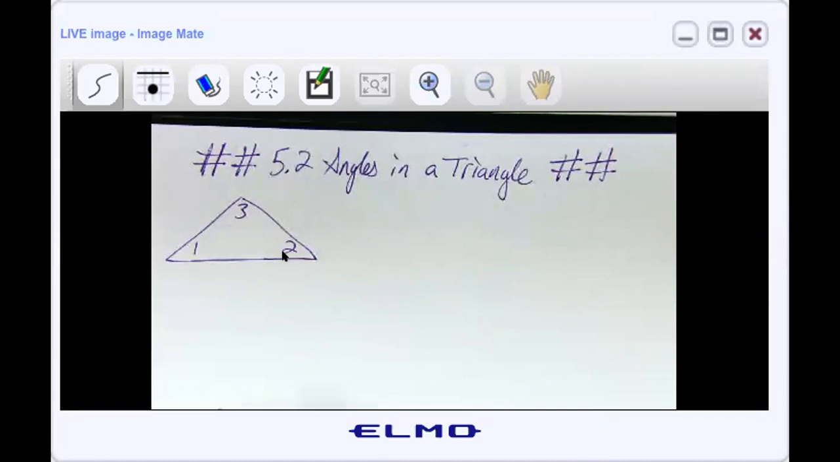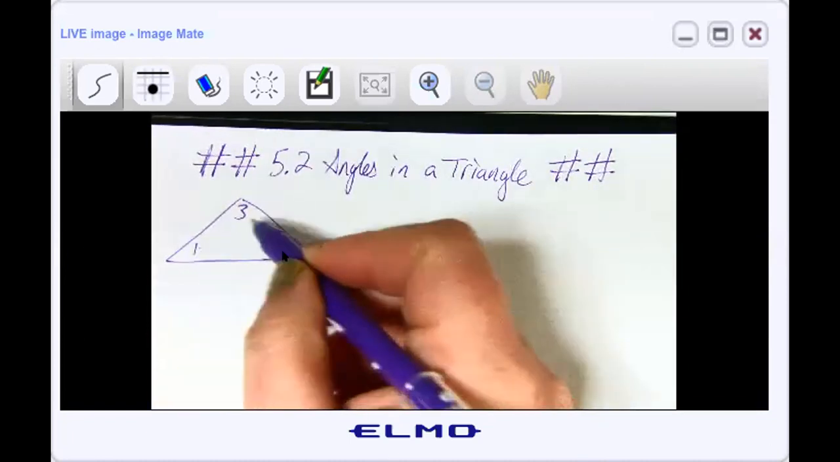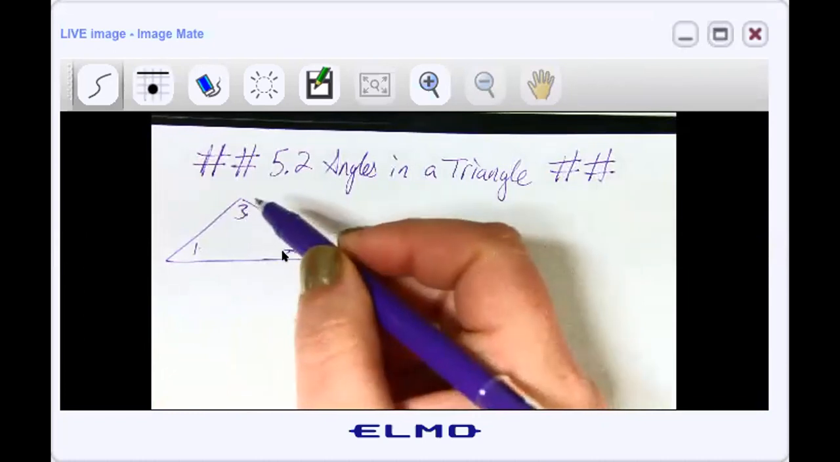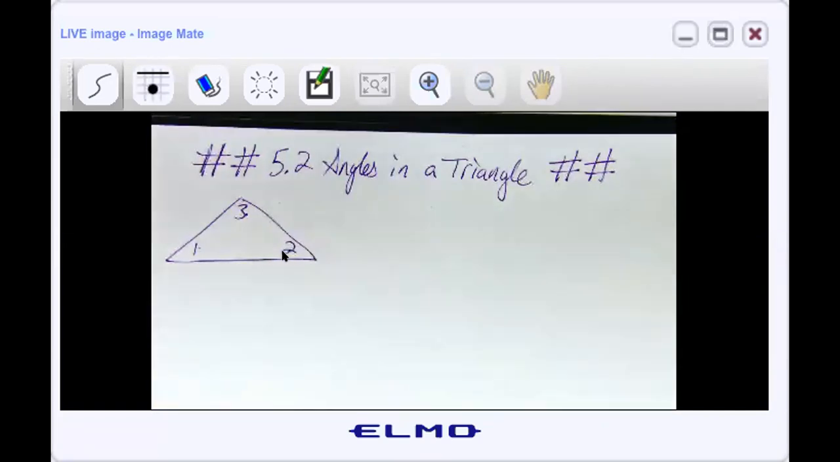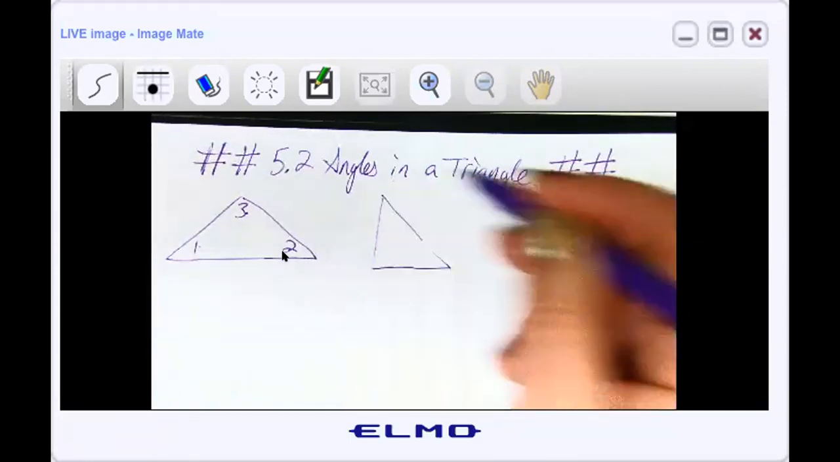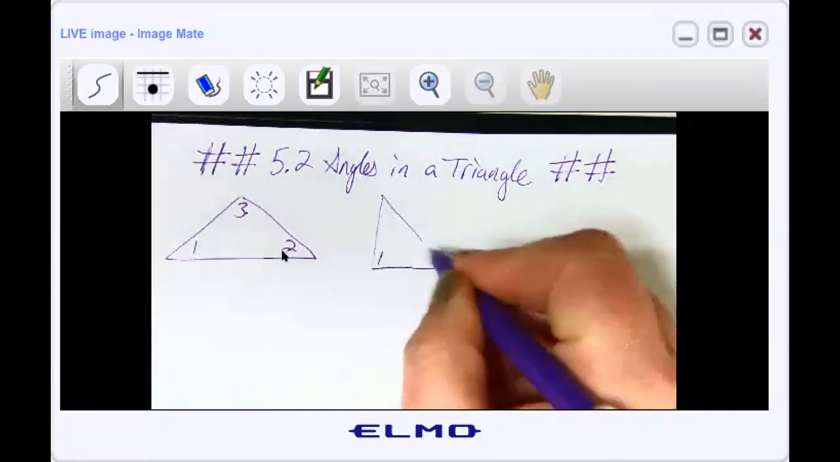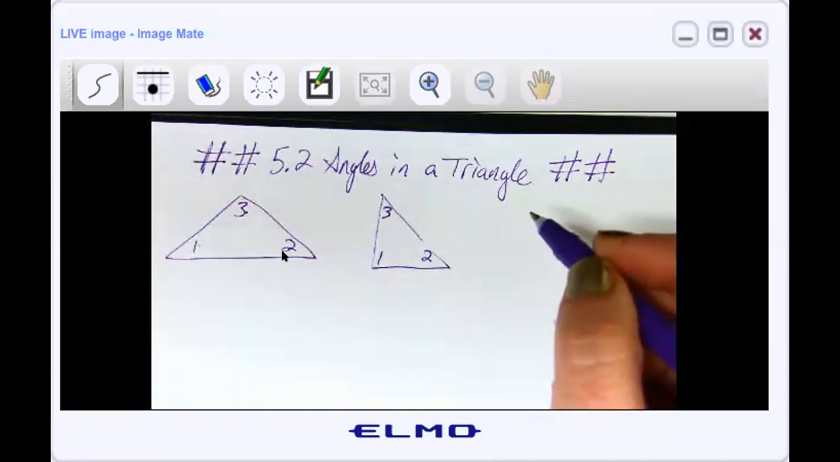Why in the world is it 180? Why would this angle plus this angle plus this angle always add up to be 180? That seems strange. Like, sure, maybe there's one triangle where that works, but you mean to tell me every single triangle? You mean to tell me that even a triangle like this, that's a right triangle, if I add up these 3 angles, they're going to add up to be 180? Yes, I do mean that.